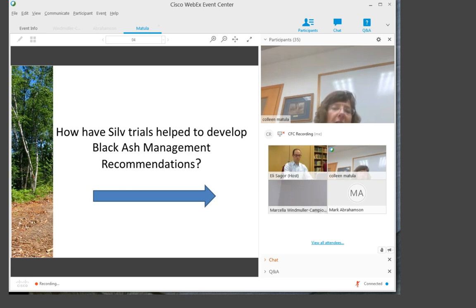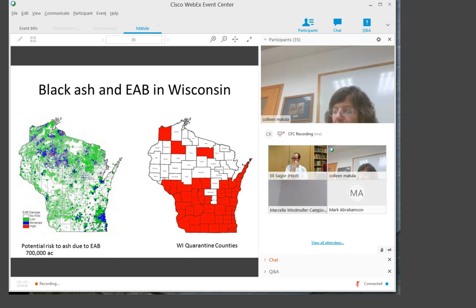So how have the silviculture trials helped develop black ash management recommendations? We have a subset of black ash trials, about 30 of them in our directory that we've taken a look at. But first, I'd like to show you a little bit about our black ash resource in the state. Here's a slide depicting the quarantine counties in our state. And as we find new occurrences of EAB up north, most likely our state will be entirely quarantined.